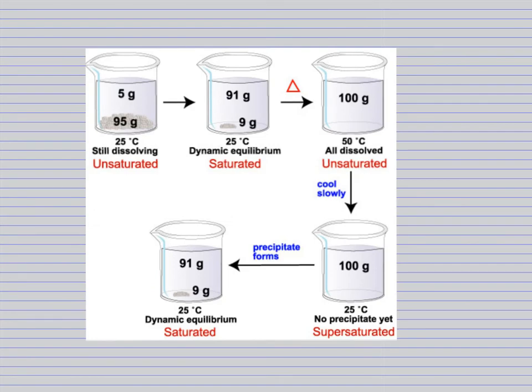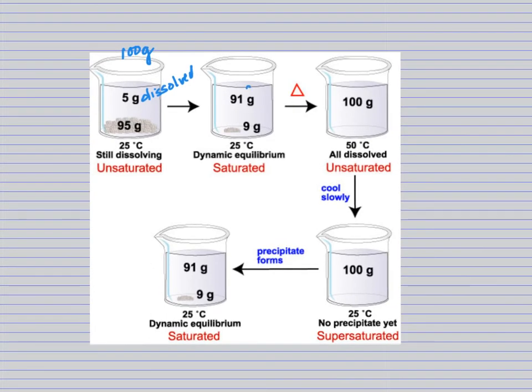So if we look at an example here, let's say I'm trying to dissolve 100 grams of some solid. I throw it in at 25 degrees Celsius, and we'll say that 5 grams is dissolved. Okay? But 95 grams is still sitting on the bottom. So I stir it, and I get 91 grams to dissolve because that's its solubility at 25 degrees Celsius. Okay, so here it was unsaturated and I stirred it or let it dissolve for a while and I got it to saturate at room temperature, say.